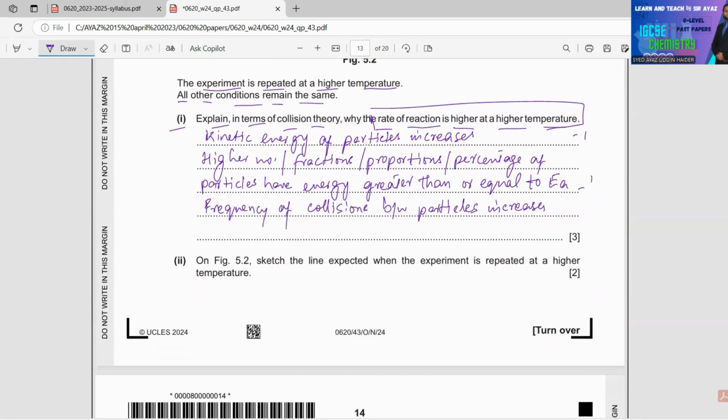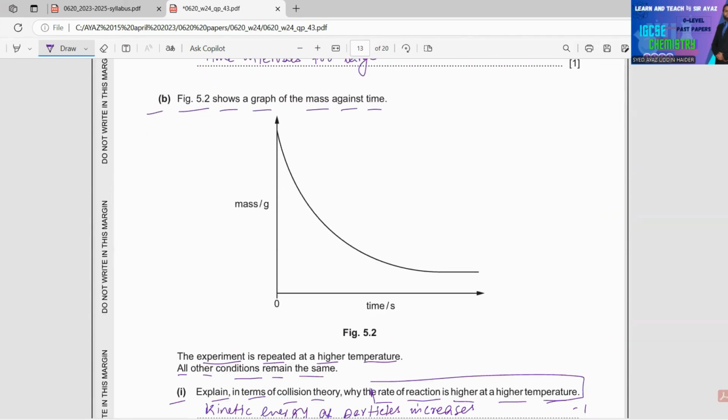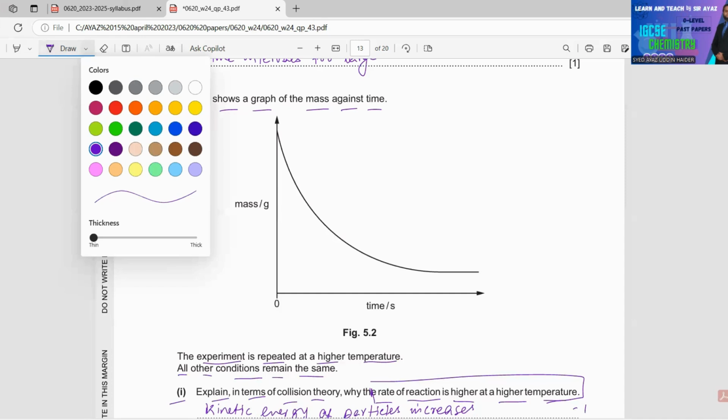Moving to next part. Part 2 on figure 5.2, sketch the line expected when the experiment is repeated at a higher temperature. Now you have raised the temperature. So definitely it will only increase the rate of the reaction. The total loss in mass will remain same. But what will happen to the graph? I'm using a different color here.